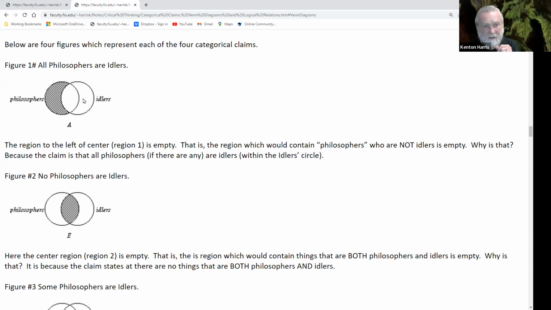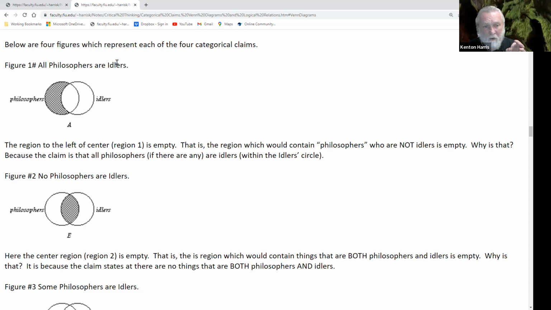Well, that means that this region here, what would be in this region? If anything were in it at all, what would be in it? Something that is a philosopher, but is outside the idler circle. So something that's a philosopher and not an idler. But the statement says all philosophers are idlers. So what the statement is telling us is this region is empty. It has no membership. And of course, that's what that shading means.